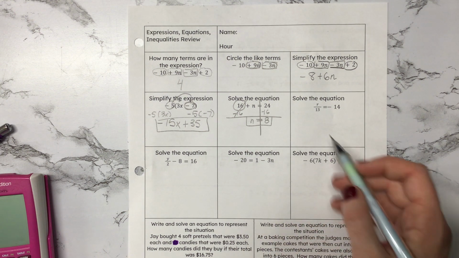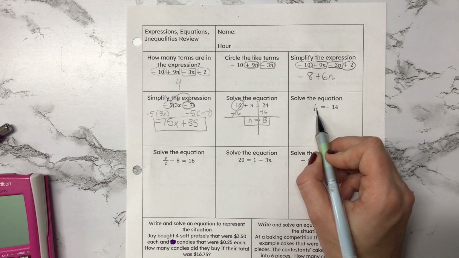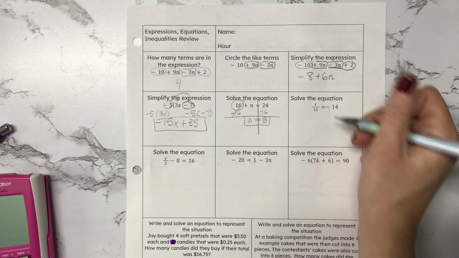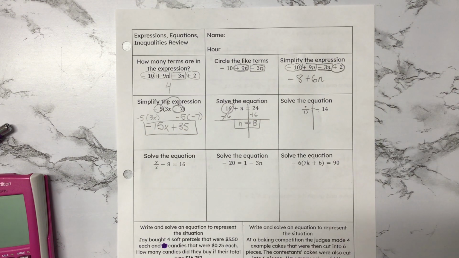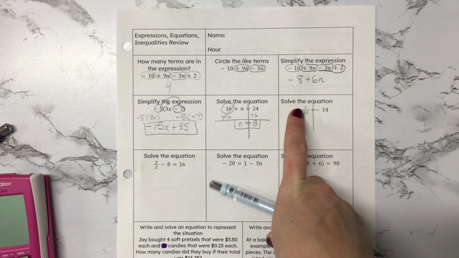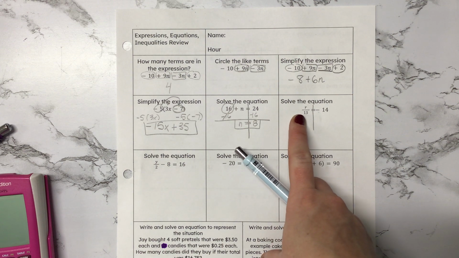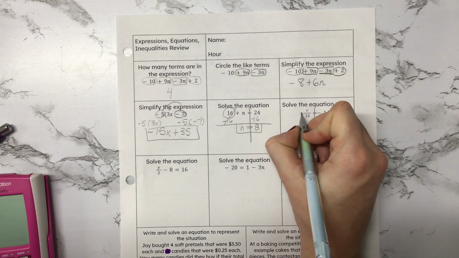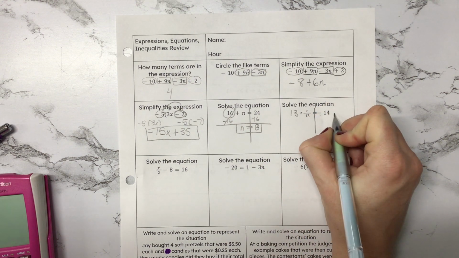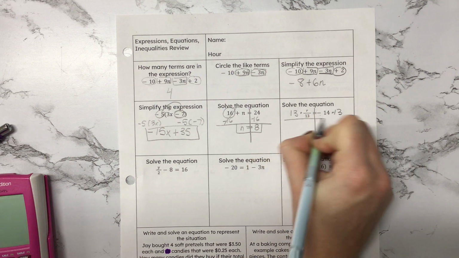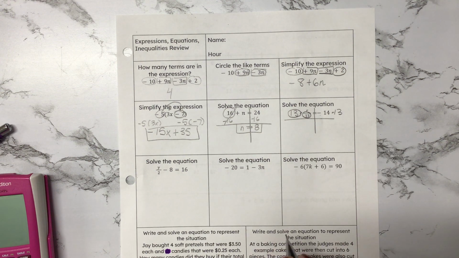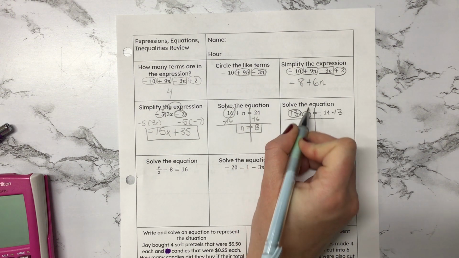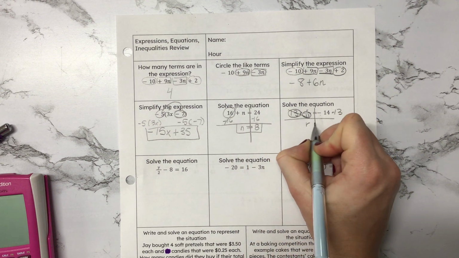Okay. So same thing, r over 13 equals -14. Draw a line through your equal sign. Okay. Right now, r is being divided by 13. The opposite of dividing by 13 is multiplying by 13. Multiplying by 13 and dividing by 13 are opposites. They cancel each other out. And I'm left with a positive 1r.